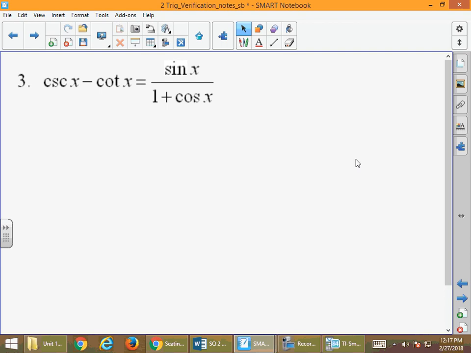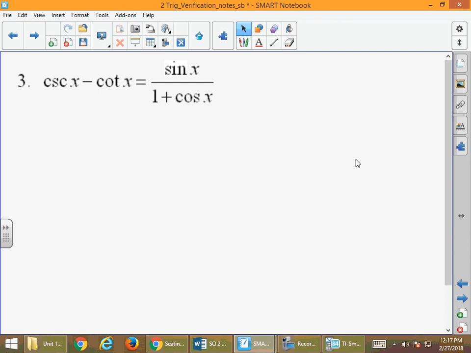Cosecant of x minus cotangent of x equals sine of x divided by 1 plus cosine of x. Now that we've seen that skill with the fancy form of 1 in a problem, let's try to use it again. So we have sine of x divided by 1 plus cosine of x over here on the right side. So again, oftentimes the complicated side's on the left. So once again, in this problem, it's on the right.